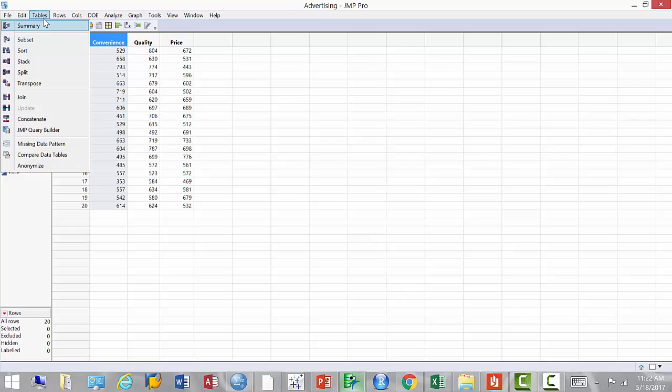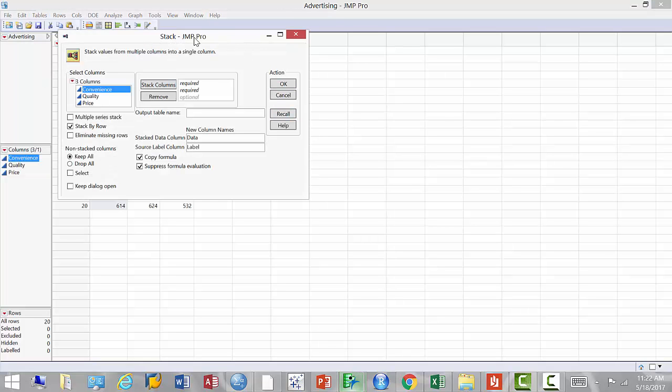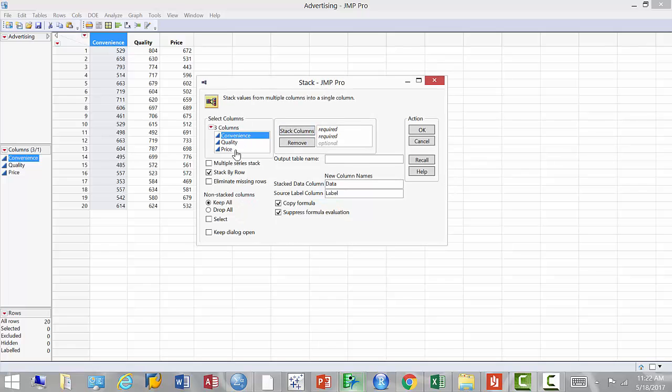So I go to the tables menu, pick the option stack, and now I need to tell JMP which columns I'm stacking. All three columns, right? Stack them. And then it says, well, I'm going to create two out of them, right? One will contain all the measurements, numbers. Another will contain your factor, convenience, quality, and price, right? So how do you want to call them?